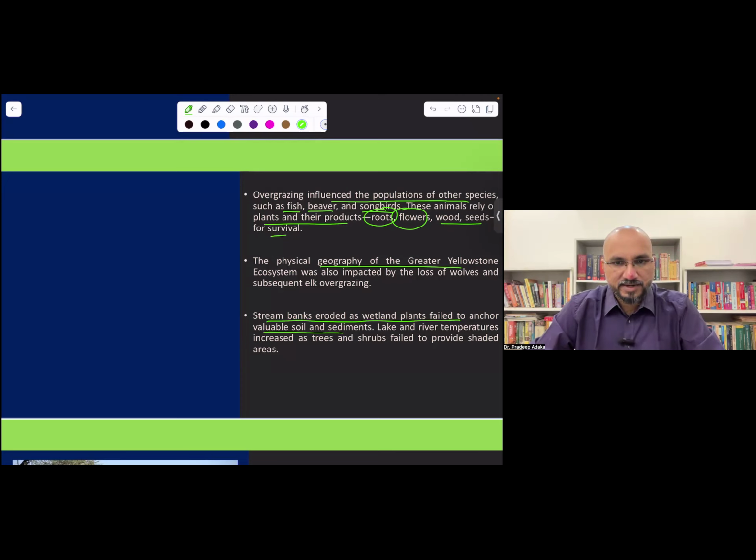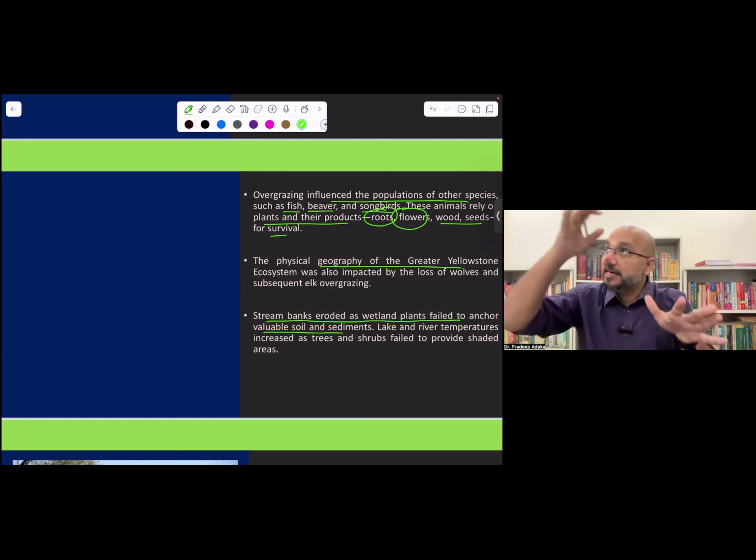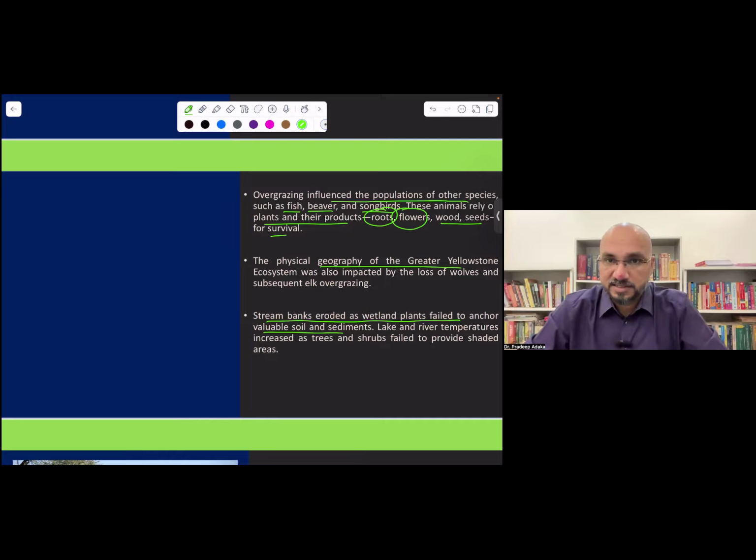Lakes and river temperatures increased because vegetation was keeping the water cool by intercepting the sun's rays. Now sunlight is directly falling onto these streams and their temperature was increasing. Now this temperature might affect aquatic species. Because there is no vegetation to shade the water bodies, the temperature of the water bodies increased, which indirectly again affected the species living in the water.